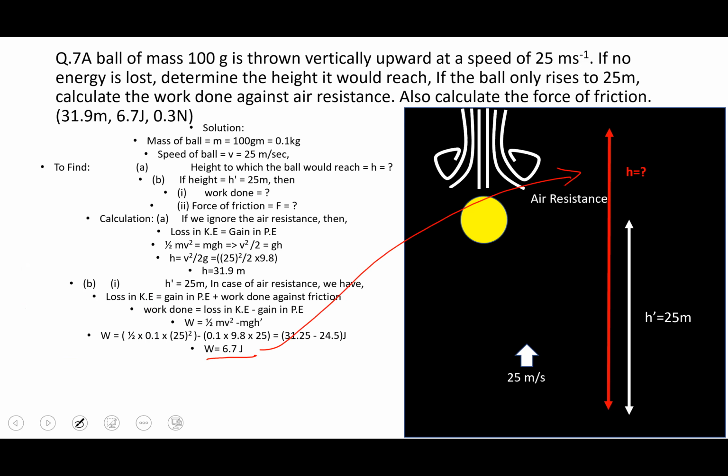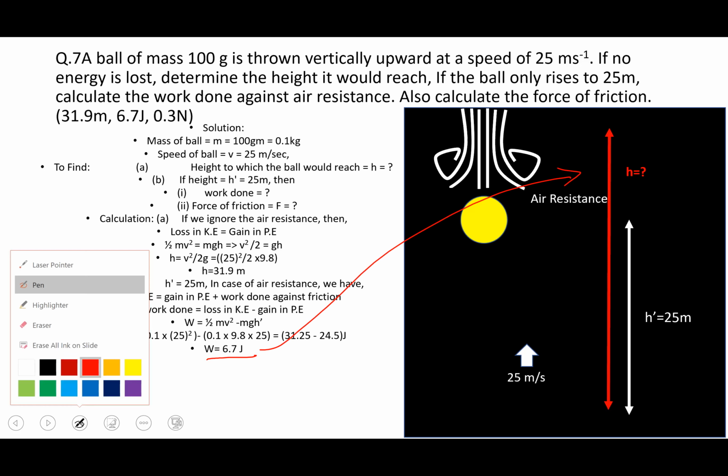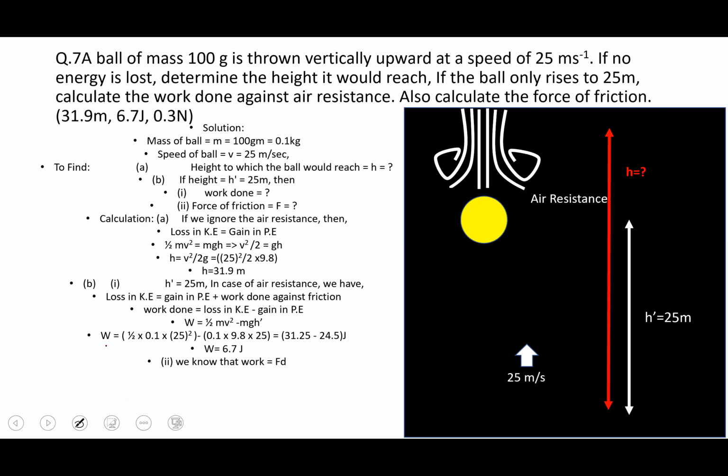That means this much energy was basically lost due to the air resistance, due to which we didn't get the height which we were supposed to. So 6.7 joules was the work done against friction. Now we have to find the friction in this case. We know that the work done is equal to F into D. So we have to find the frictional force.